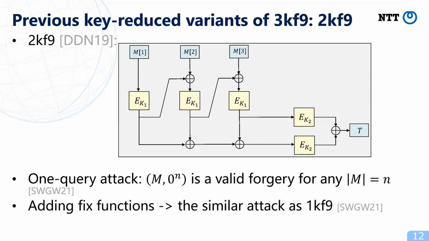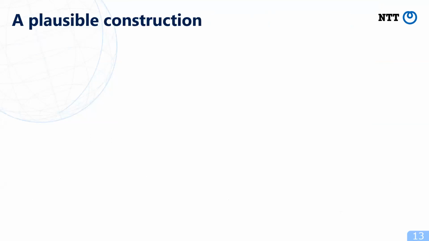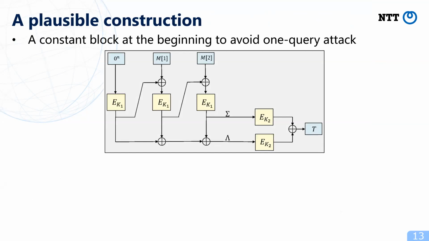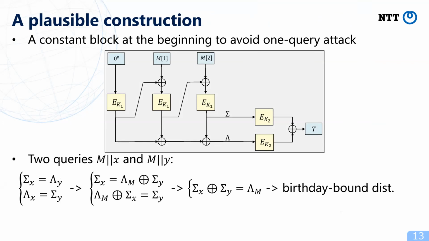And it's not clear how you can fix this. If you add a fix function, just like 1KF9, to create domain separation, then you have the same attack as 1KF9, the birthday-bound attack. The other thing you can try is to always start by encrypting a 0 block, so that even a 1 block message will have at least 2 block cipher calls, and the difference will be created.